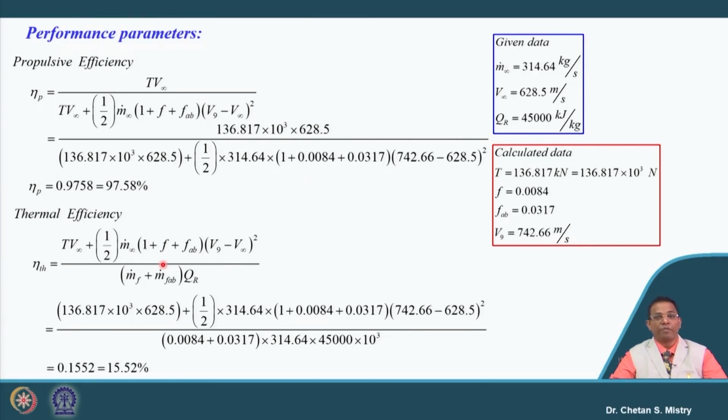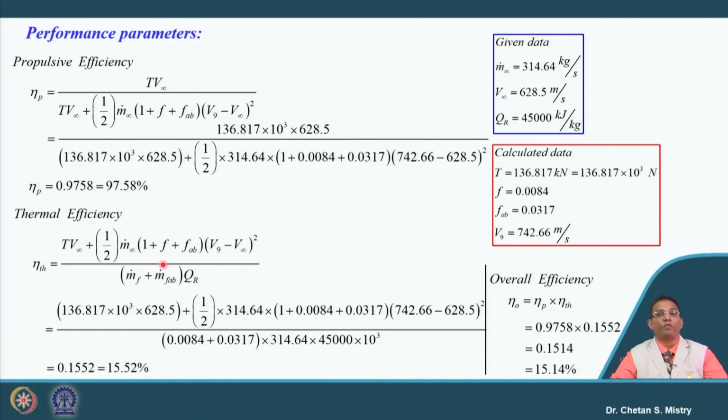The parameter we know is thermopropulsive efficiency, or overall efficiency, that is thermal efficiency into propulsive efficiency. We know propulsive efficiency and thermal efficiency, and that says overall efficiency is coming to be 15.14%. So, I am sure now you are able to understand and do the calculation of these three efficiencies: propulsive efficiency, thermal efficiency and overall efficiency.